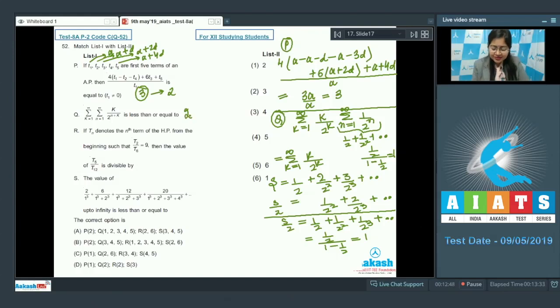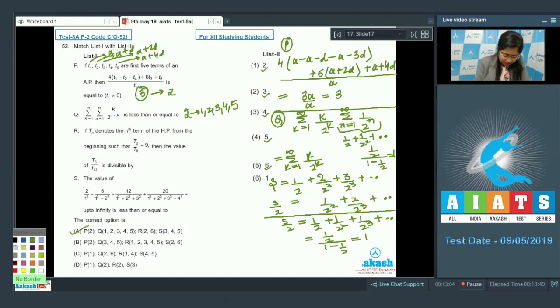So we can say that it is less than or equal to 2, 3, 4, 5, 6. So its answer will be 1, 2, 3, 4, 5. So here only it can be seen that option number A is the correct answer.